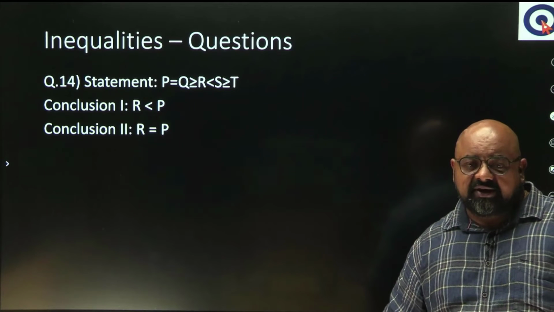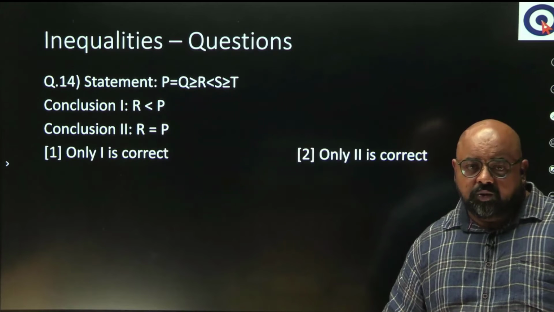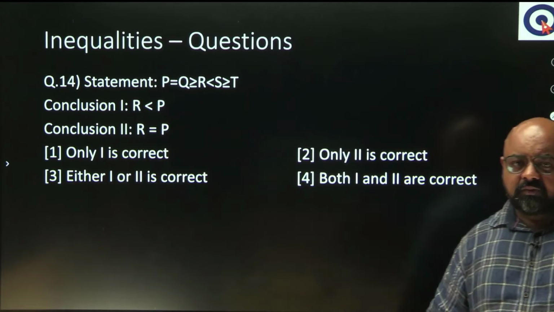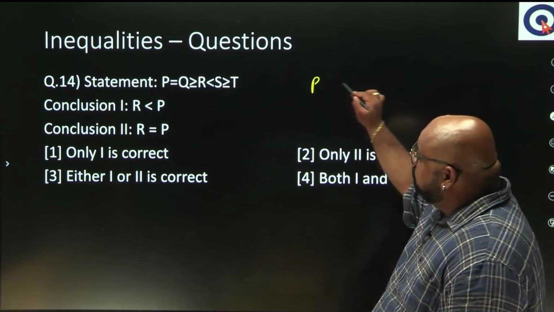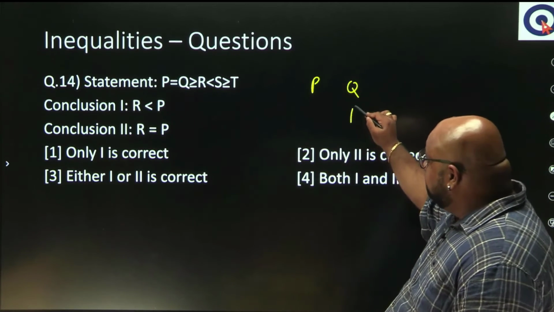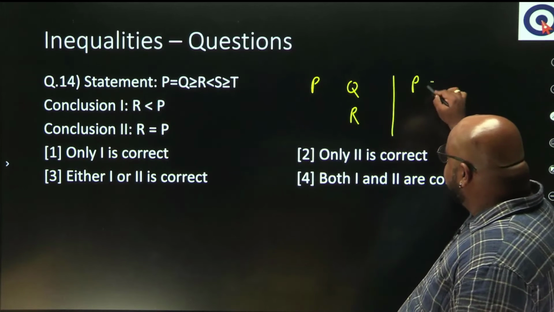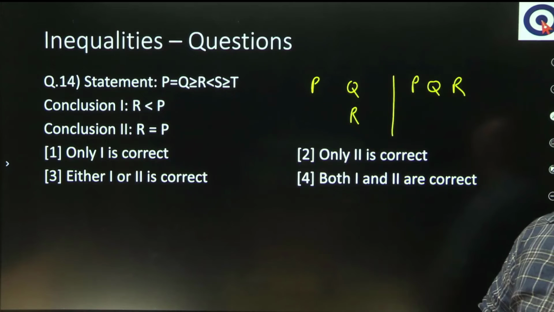P is equal to Q is greater than or equal to R is less than S is greater than or equal to T. Two conclusions are given. R is less than P, R is equal to P. This is actually a lot easier. P is equal to Q, so they are equal. Q is greater than or equal to R, so Q could be greater than R. Q higher, R lower, or I could have this kind of a situation where Q is equal to R.